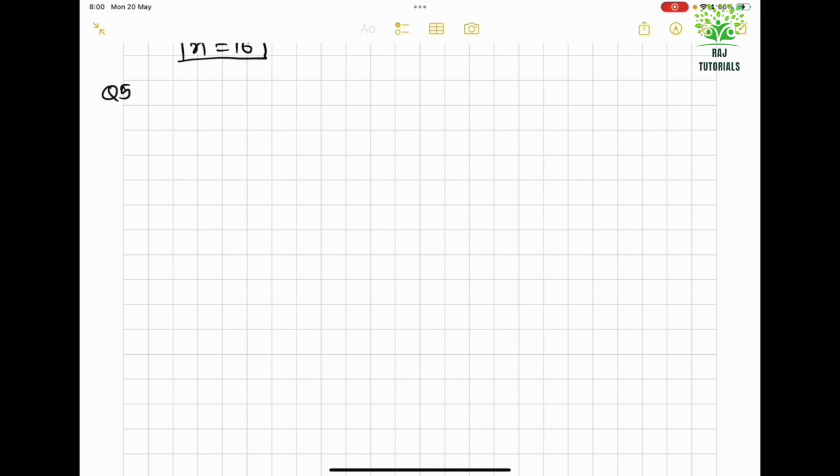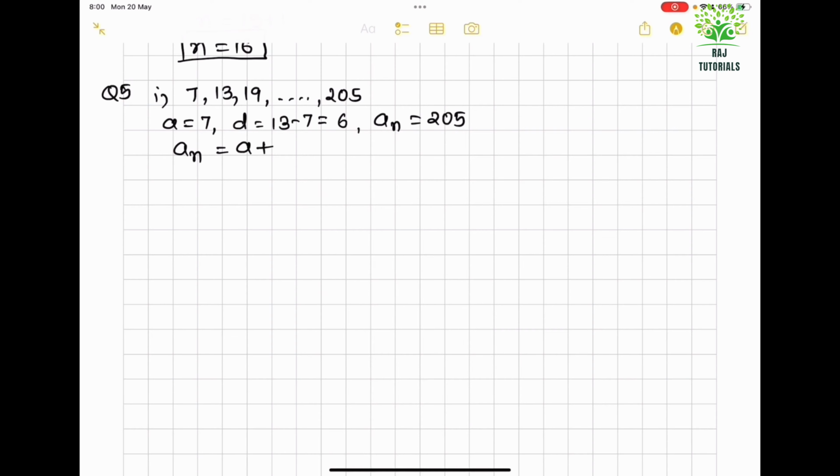That says find the number of terms in each of the following AP. A equal to 7, D equal to 13 minus 7. So 13 minus 7 will be 6 and AN equal to 205. So again the same formula, AN equal to A plus N minus 1 D. So 205 equal to 7 plus 6 into n minus 1.